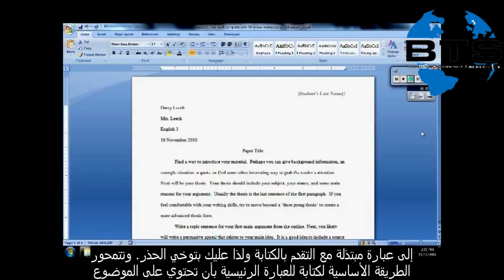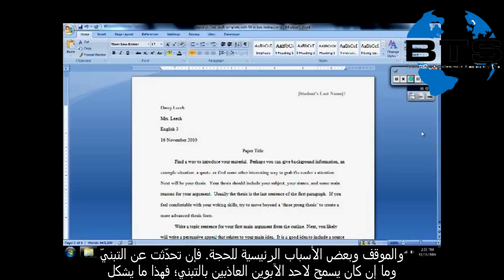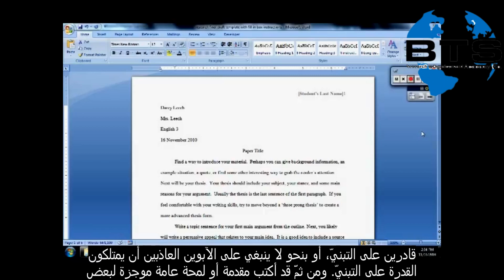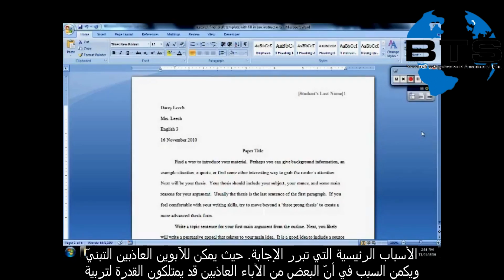But a staple way to do it is that your thesis should include your subject, your stance, and some main reasons for your argument. So if I were talking about adoption and whether single parents should be allowed to adopt, that would be my subject. If I were to include my stance, I would answer that question. I would say something like single parents should be able to adopt, or single parents should not be able to adopt. And then I might give an introduction or brief overview of some of my main reasons why.